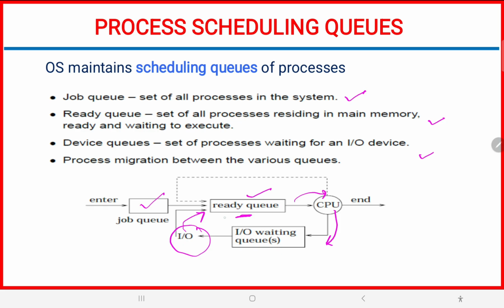The moment this process gets the CPU for its execution, the process execution takes place, and let's suppose this time the process has done its entire job. In that case, this process will come to an end, or we would say the process terminates.